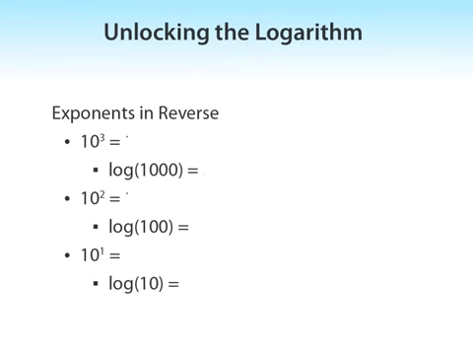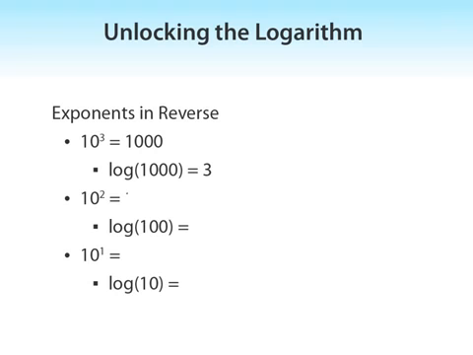Logarithms are exponents in reverse. If I asked you, what's 10 to the third power? You would think 10 times 10 times 10 and tell me 10 to the third power equals 1,000. Conversely, the logarithm of 1,000 is asking 10 to which exponent equals 1,000. So the logarithm of 1,000 equals 3.